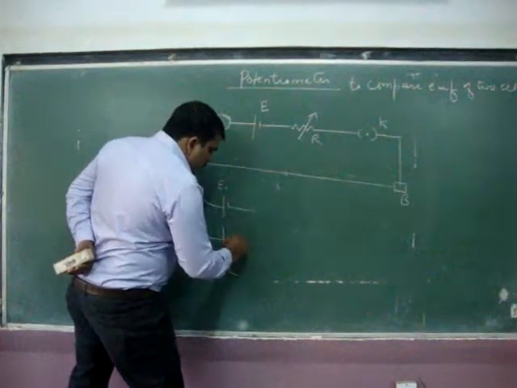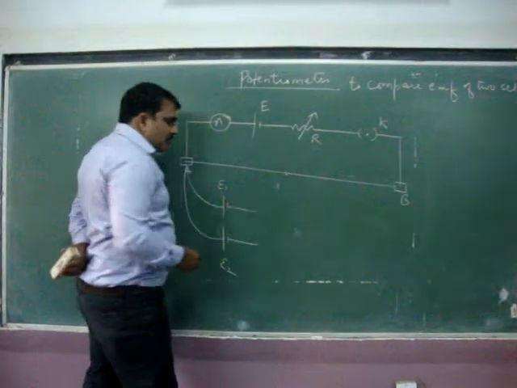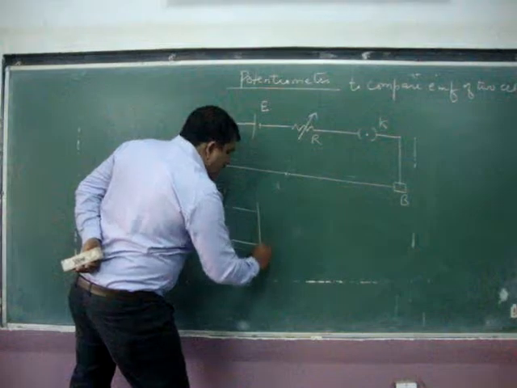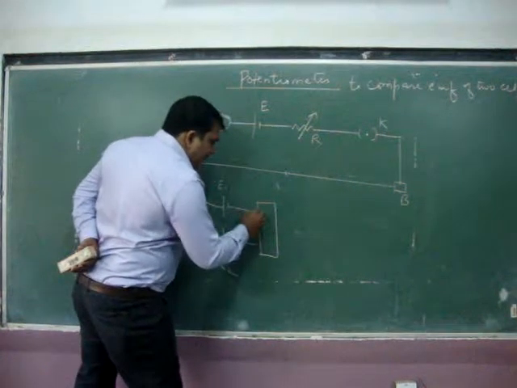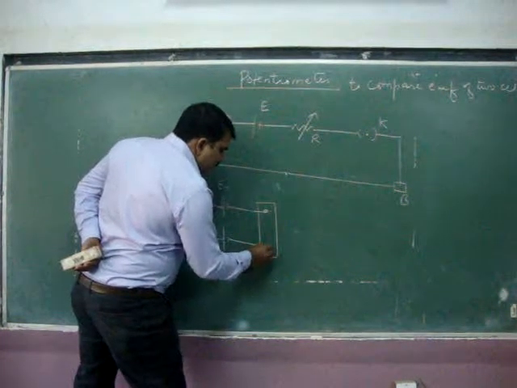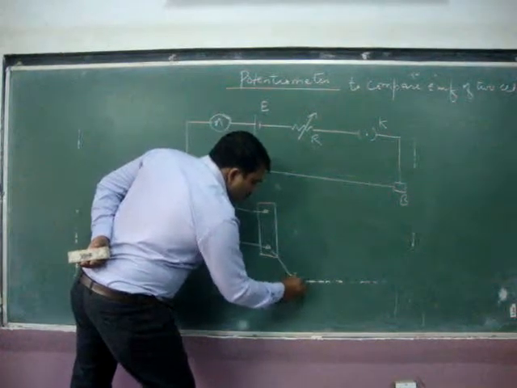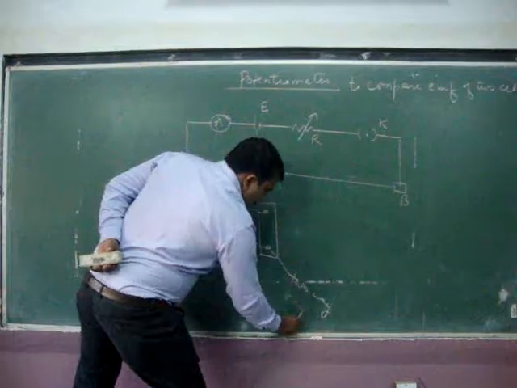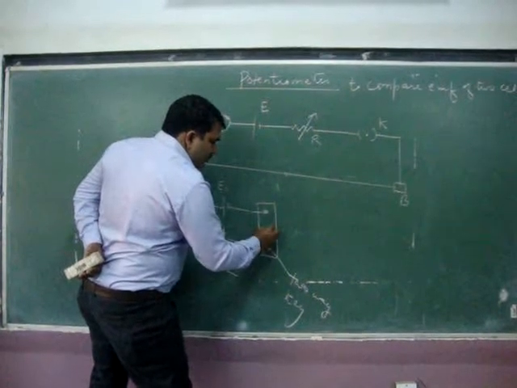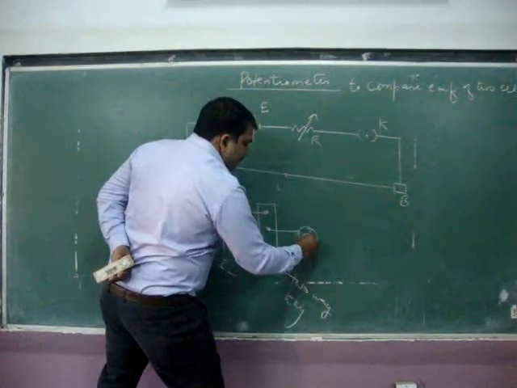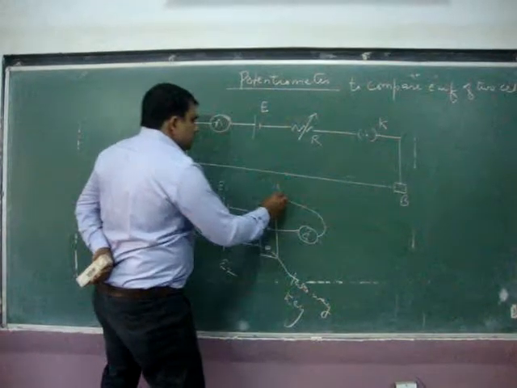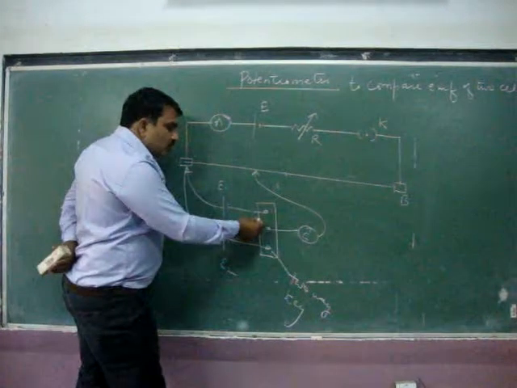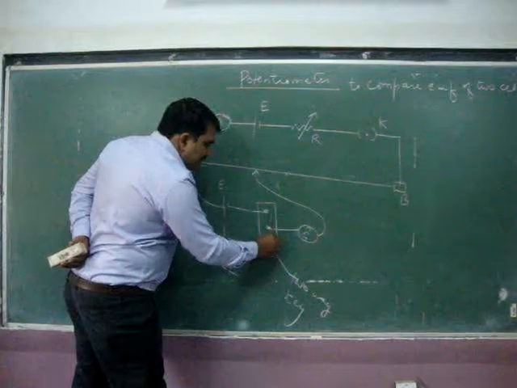Okay, now the two ends of the negative terminals of these two cells can be connected to a two-way key. This is called a two-way key. Okay, so this point can be connected to a galvanometer and a jockey. Now there are two gaps in the two-way key. This is gap 1, this is gap 2.